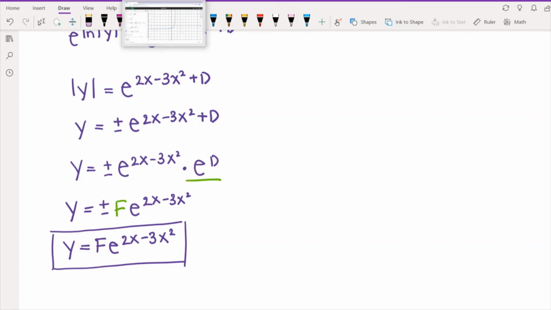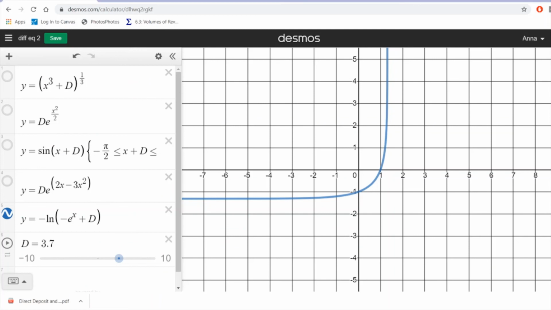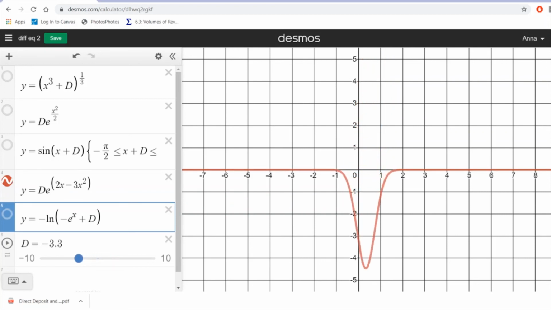So let's just look at the graph of this one. We only have the general solution for this one. So let me get rid of that one. So we can see that depending on what the value, I called it D here, but we called it F in the video, depending what that value is, you get all these different functions that look different from each other.